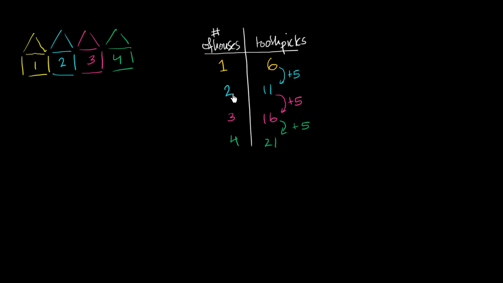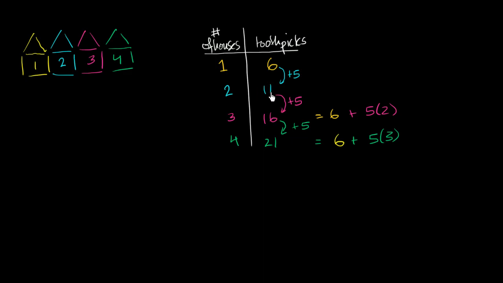So when you add the second house, you add 5 once. The third house, you start with 6 and you add 5 twice. The fourth house, you start with 6 and you add 5 3 times. So let's actually write that down. So 21 is equal to, you start with this 6 here, and then you add 5 3 times, plus 5 times 3. When you had the 3 houses, once again, you started with 6, and you added 5 2 times, plus 5 times 2.